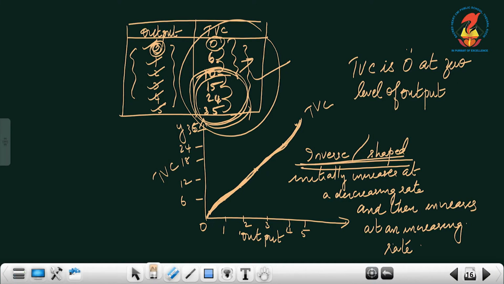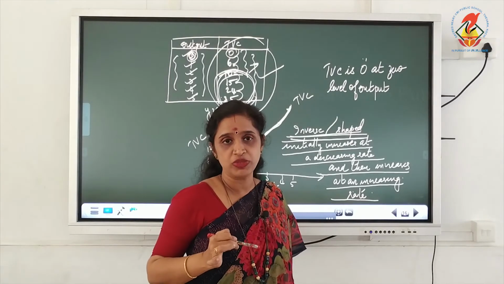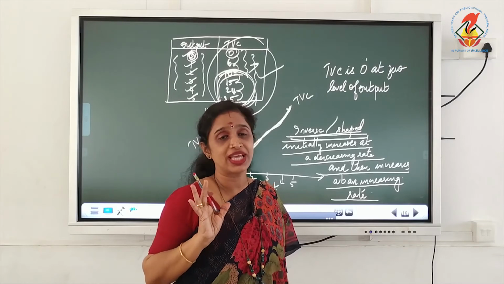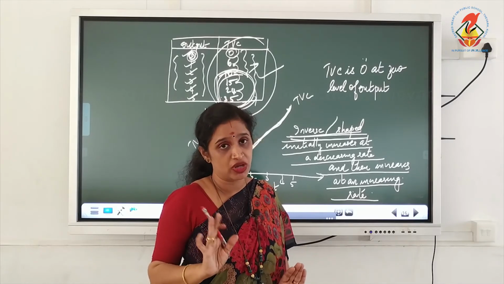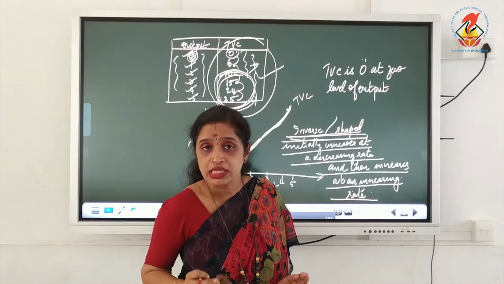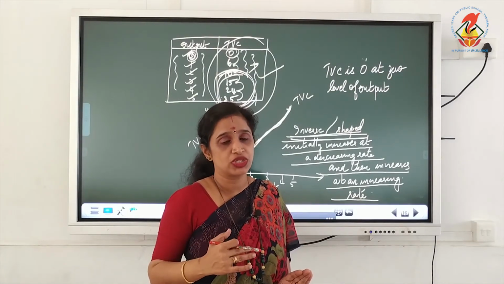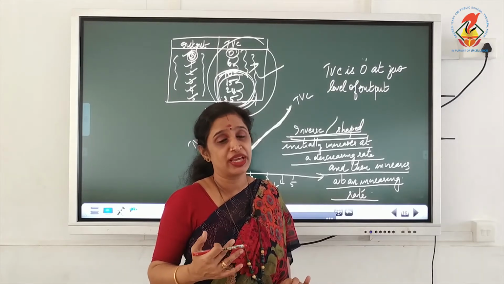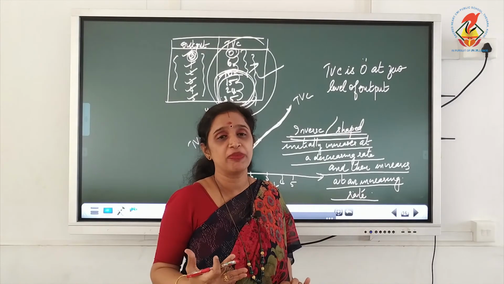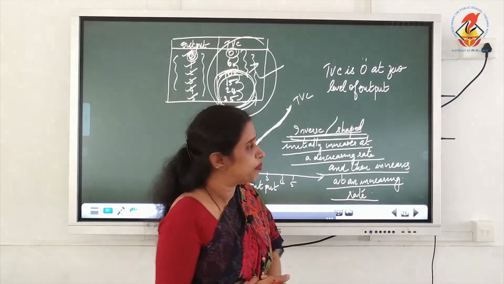So, we can say the total variable cost is an inverse S-shaped curve because it initially increases at a decreasing rate and then increases at an increasing rate. Okay, I hope this is very clear to you. Now, you can relate the shape of the total variable cost to the law of variable proportion. We can say different phases are there in the law of variable proportion. So, the shape of the total variable cost reflects the law of variable proportion.